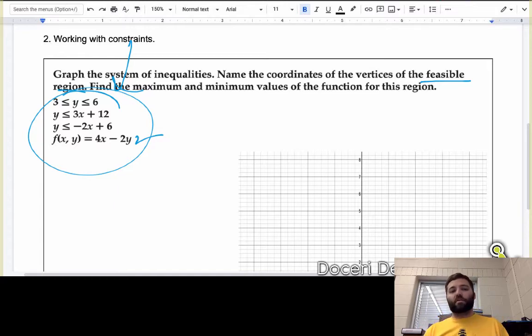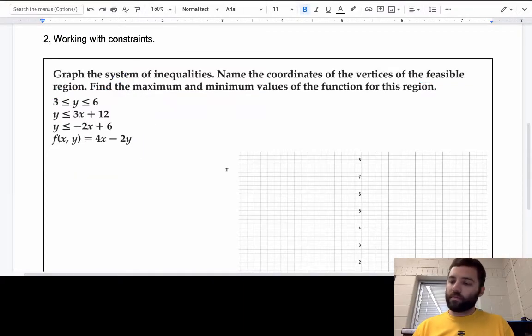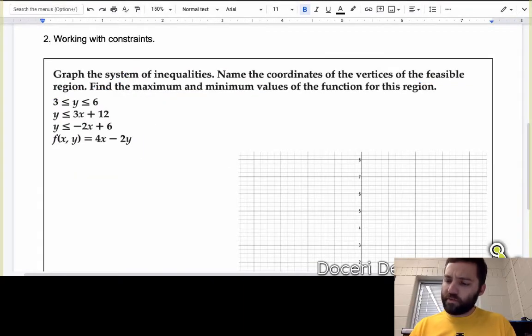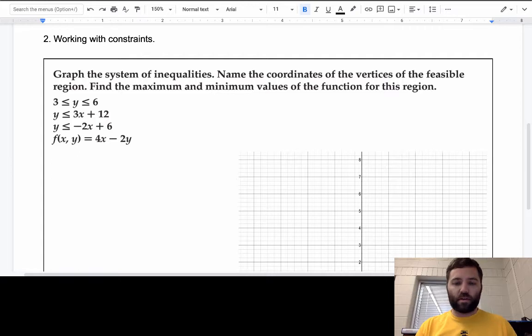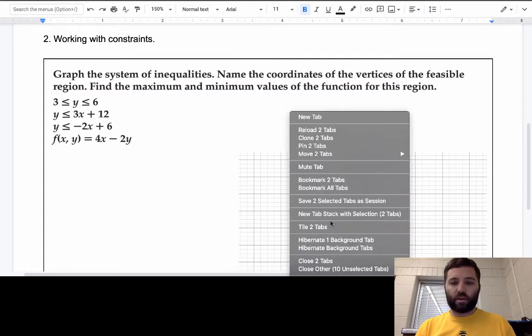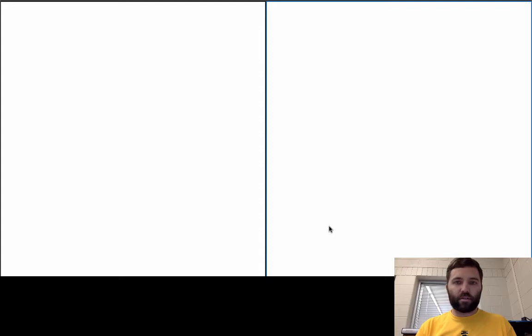So now, there's a lot going on here. Let's try to break it down into small steps, okay? The first thing that we're going to do is graph these things. You want to write this down probably. These things here are constraints. Okay, this right here is our function. So we will take our constraints and we're going to graph them, and then we are going to try to find the maximum and minimum values. But let's start with graphing, okay? So I've got this loaded up in Desmos already, and so we'll come over here, and I think I can put both of these on the screen.